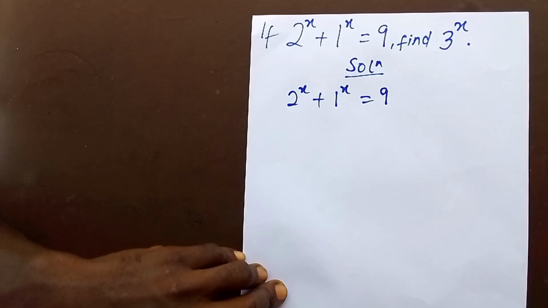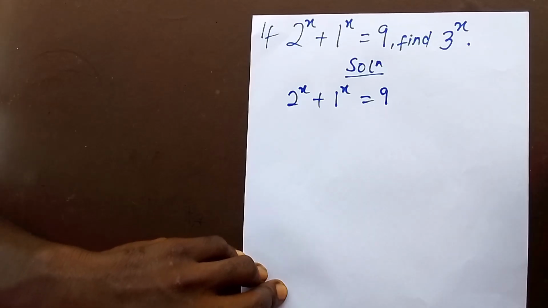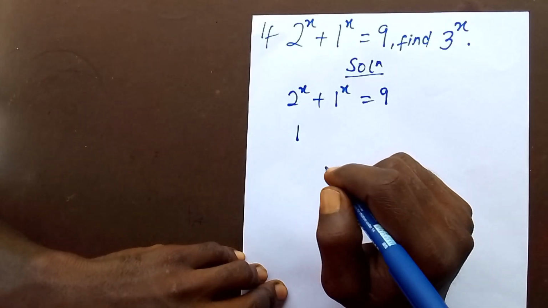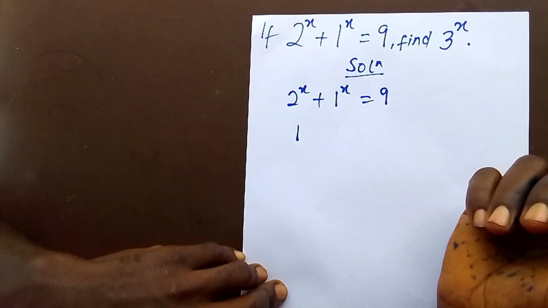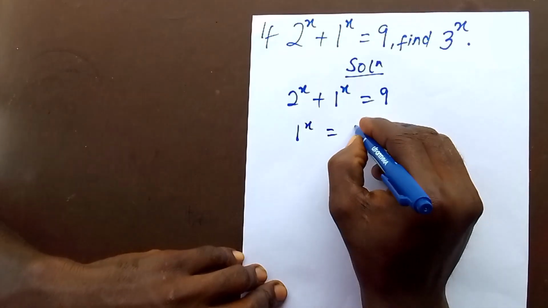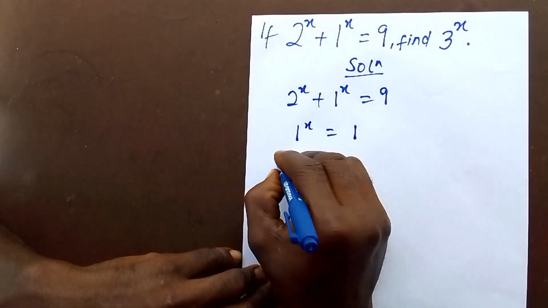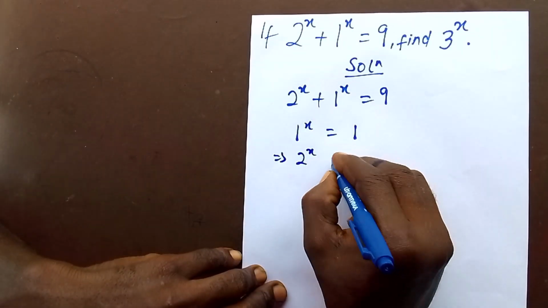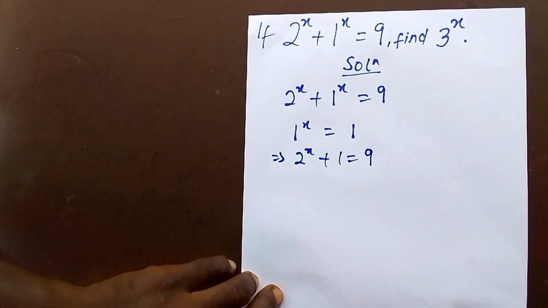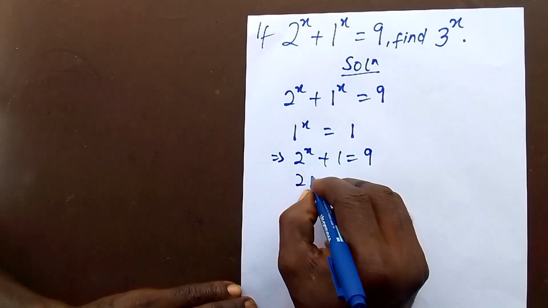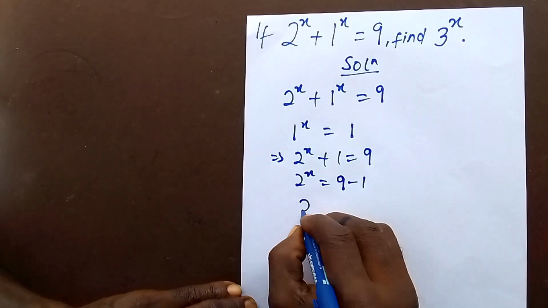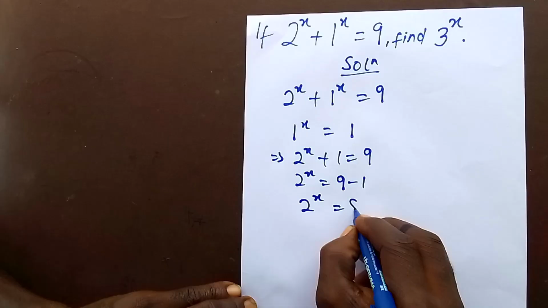From this, let's take note of this. 1 raised to the power any number is still 1. So 1 raised to the power x is still 1, which implies that 2 raised to the power x plus 1 is equal to 9. From this, I have 2 raised to the power x is equal to 9 minus 1. 2 raised to the power x is equal to 8.